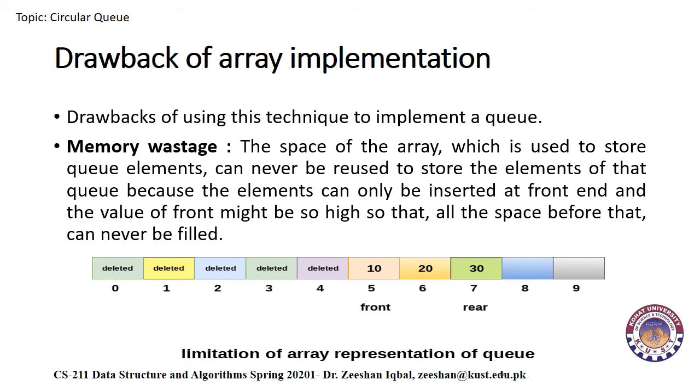In the figure, a queue of size 10 having 3 elements is shown. The value of the front variable is 5. Therefore, we cannot reinsert values in the place of already deleted elements before the position of front. That much space is wasted and can never be used in the future.